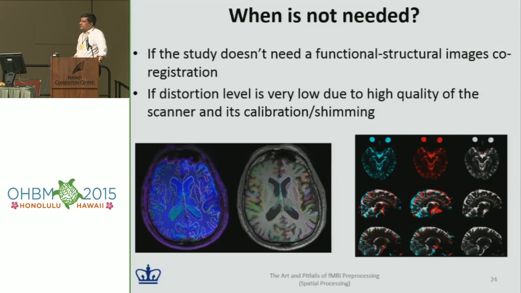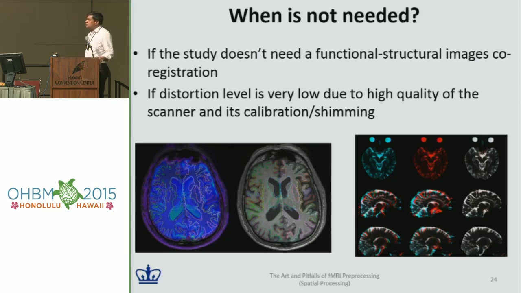When is it not needed? If the study doesn't need functional-structural image co-registration, you don't need it, right? What does that mean? If you're doing direct spatial normalization, where you register your data directly to the template, you usually don't need it because you don't need to map your fMRI to a structural image. Therefore, you don't care much about this correction. Actually, I have to correct myself: most people don't do it because they don't have the field map. But yeah, that's what it is.